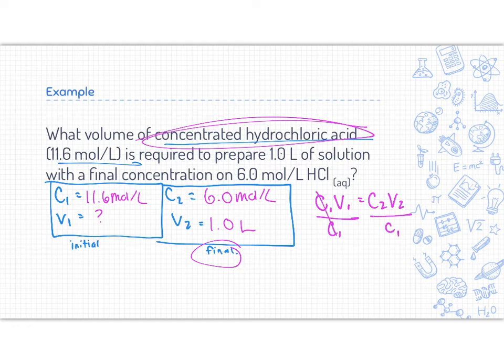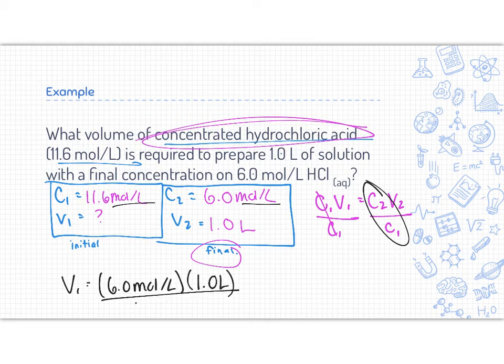So V1 is equal to, all we have to make sure is that our concentration units are the same, or if we were solving for a concentration, that our volume units are the same. Because we have moles per liter on both sides, we are good to go. All right, so C2 is 6 moles per liter times V2, which was 1 liter, divided by 11.6 moles per liter. So 6 divided by 11.6, I get a volume of 0.5172. And that unit would be liters from this guy here.